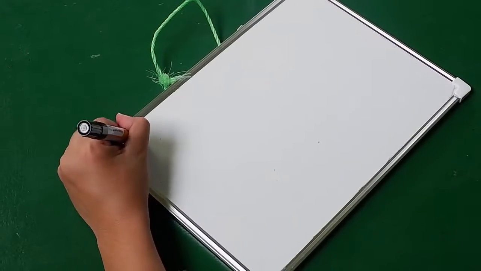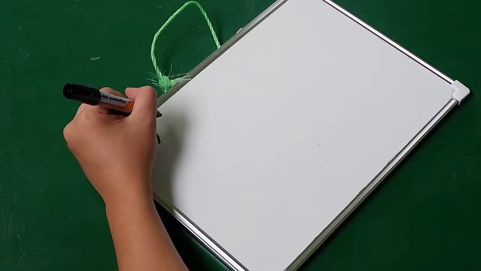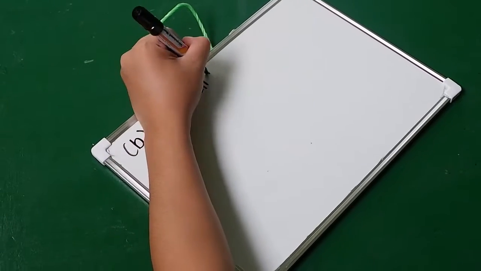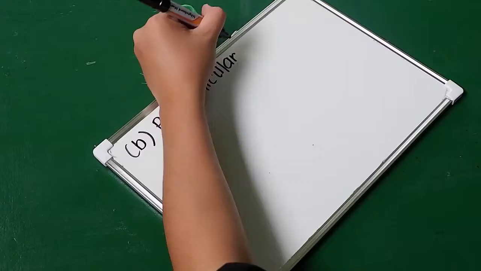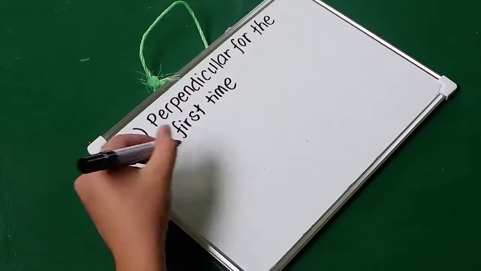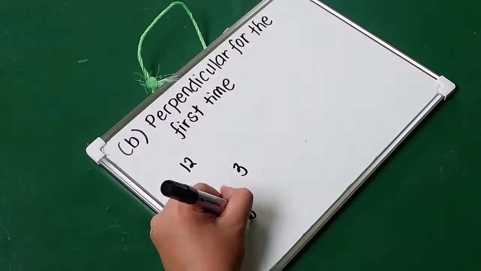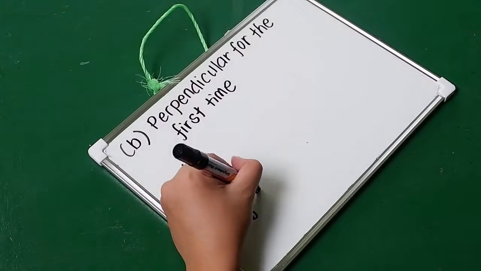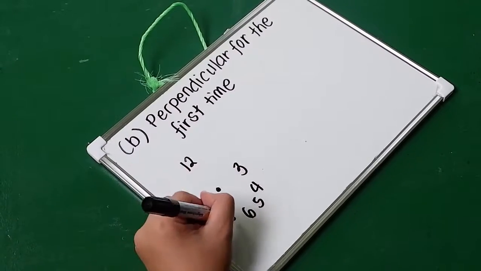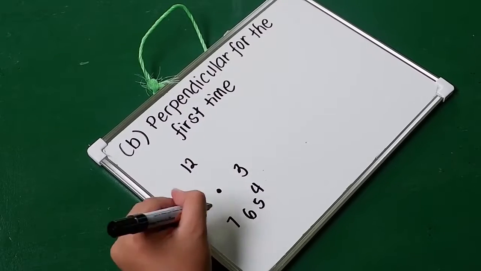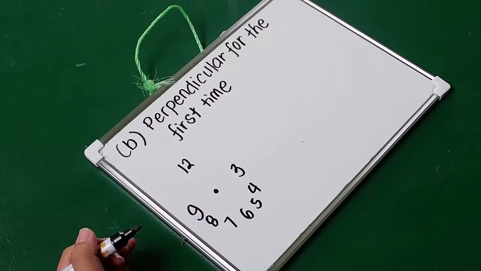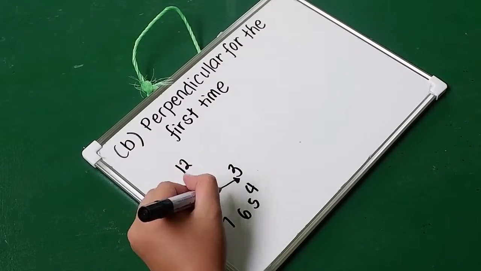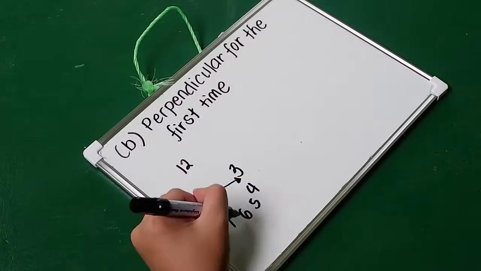So for letter B, perpendicular. The minute hand and the hour hand after 3 o'clock are perpendicular for the first time. So we're going to draw it again, and I would really advise you to draw it so that it would be easy for you to solve it. So it says here, perpendicular. When we hear the word perpendicular, what comes to our mind is that it should be 90 degrees with each other. So 3 o'clock, this is our hour hand.